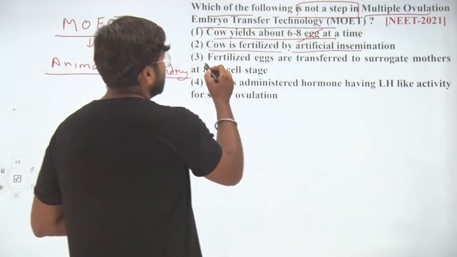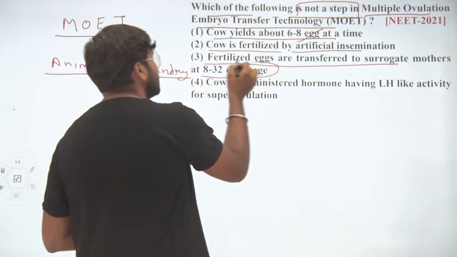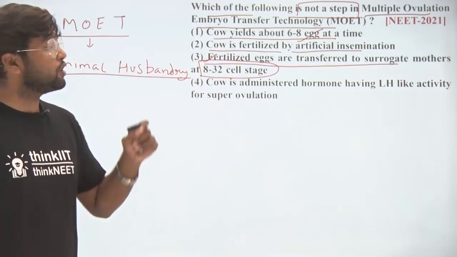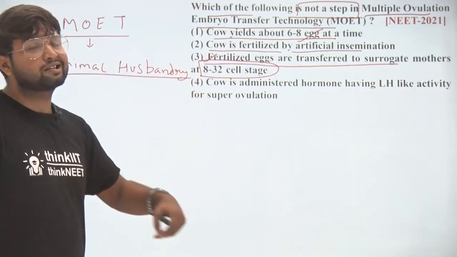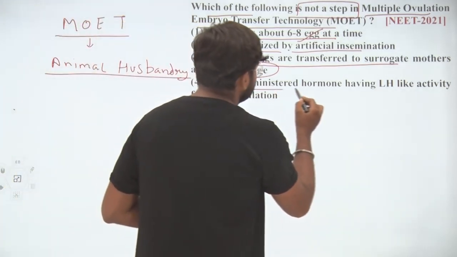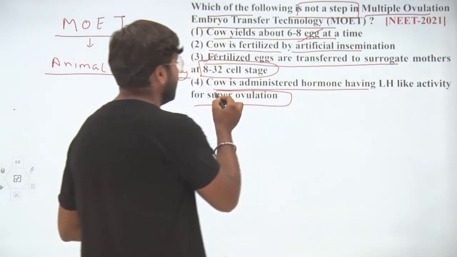The third option, fertilized eggs are transferred to the surrogate mother at 8 to 32 cell stage. This statement is also correct. At the stage of 8 to 32, we just transfer that to the surrogate mother. And the fourth one, cow is administered a hormone having LH-like activity for superovulation.